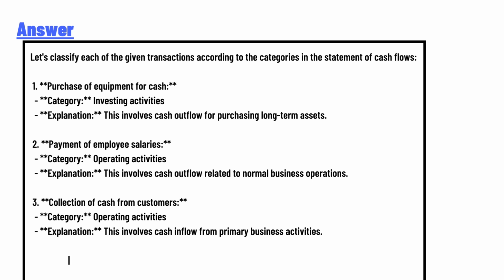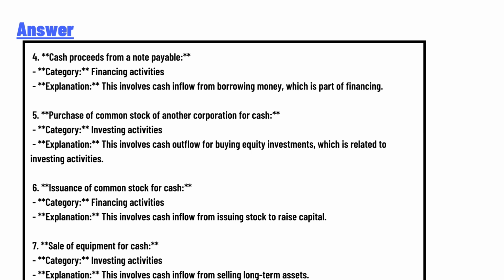Explanation: this involves cash outflow related to interest expenses, which are part of operating activities. Issuance of bonds payable in exchange for land and building, category: non-cash investing and financing activities. Explanation: this involves acquiring assets through issuing debt, which does not involve immediate cash flow, but is reported as a non-cash transaction. Payment of cash dividends to shareholders, category: financing activities. Explanation: this involves cash outflow to distribute earnings to shareholders. Payment of principal on note payable, category: financing activity. Explanation: this involves cash outflow to settle debt, which is a part of financing.